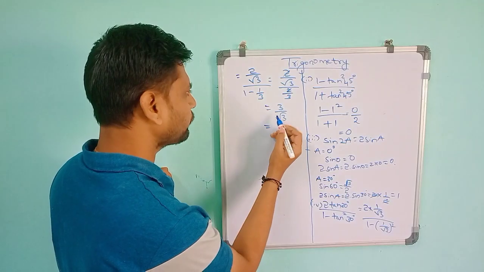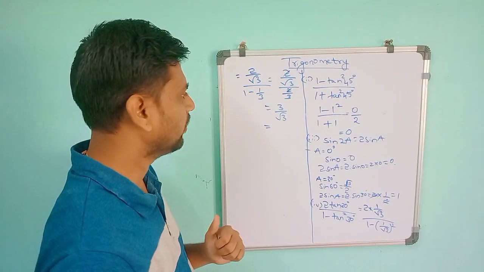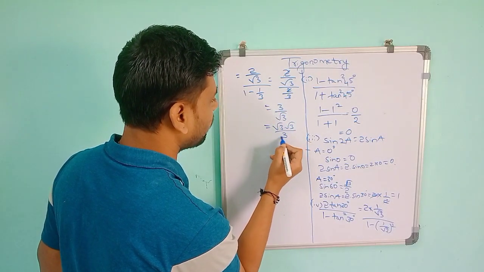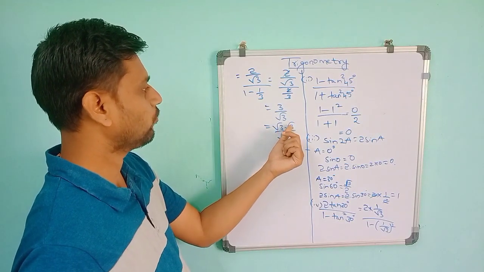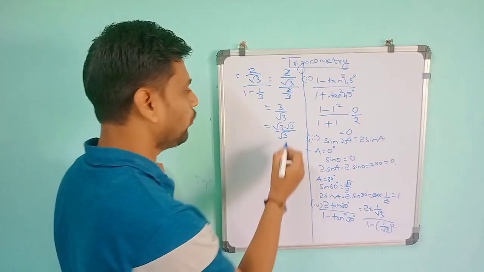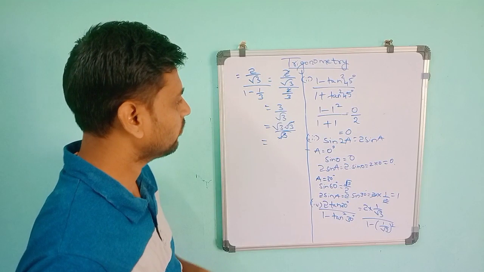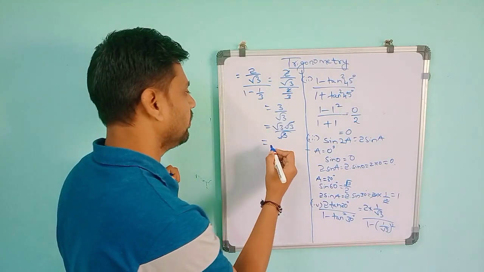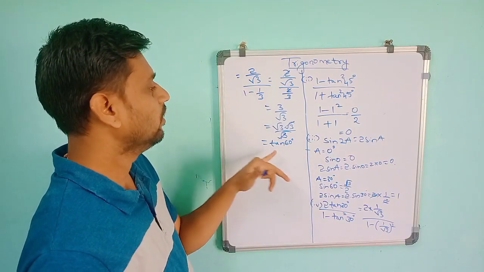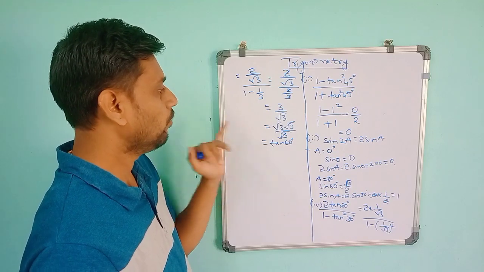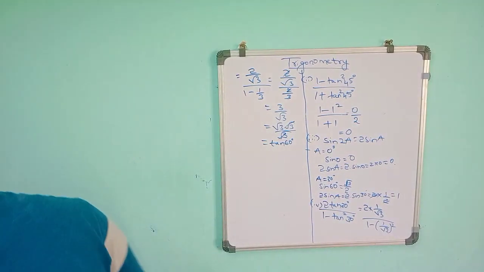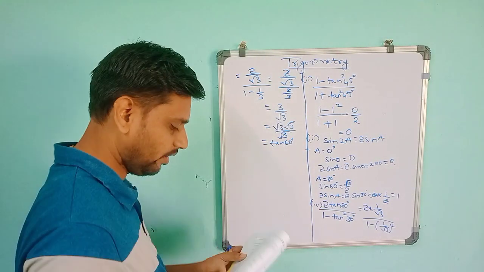In this, 3 by root 3 we don't have in the table, so we can simplify it again. Root 3 into root 3 is root 9, and root 9 is nothing but 3. So 3 by root 3 we can write as root 3 into root 3 divided by root 3. One root 3 will be cancelled. So root 3 we can search in the table. It will be tan 60, because sin 60 is root 3 by 2 and cos 60 is 1 by 2. So root 3 by 2 divided by 1 by 2 is nothing but root 3. So it will be tan 60. So the option is C, tan 60 degree.